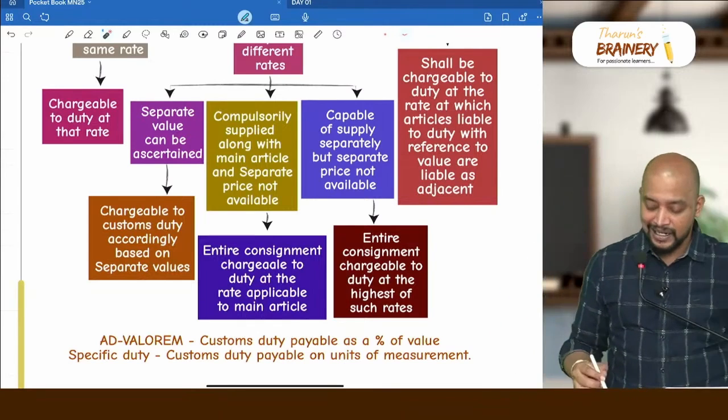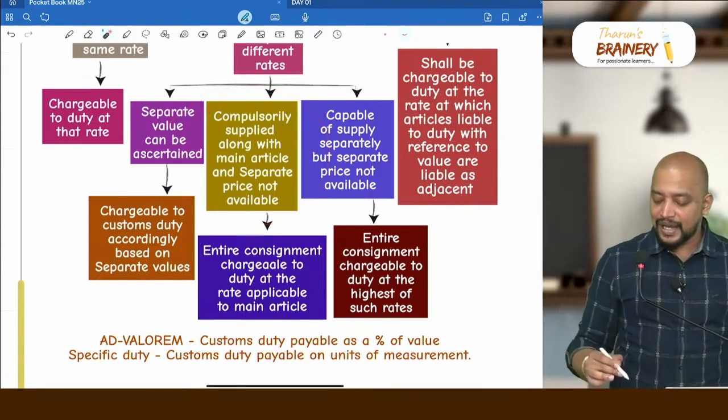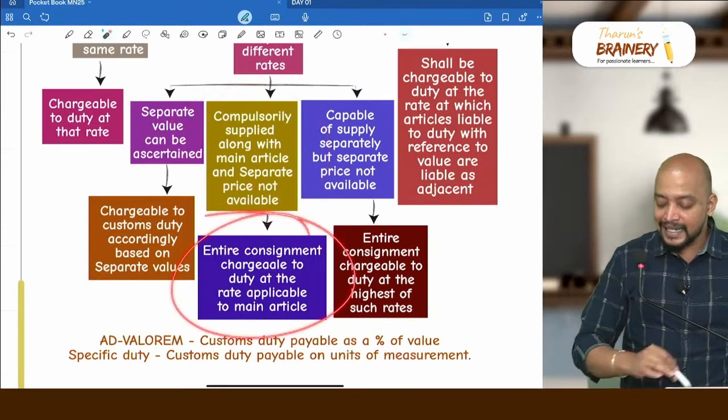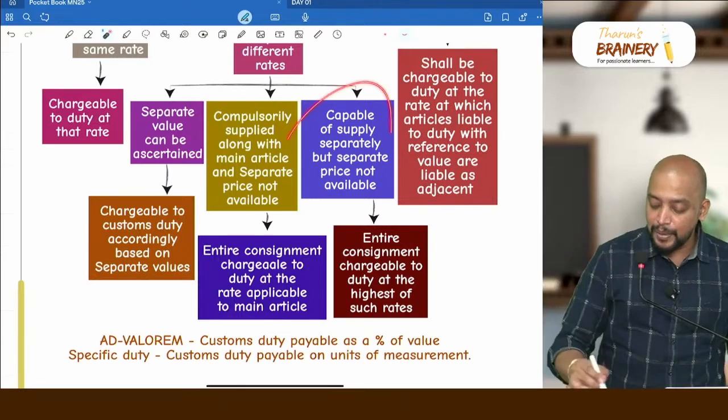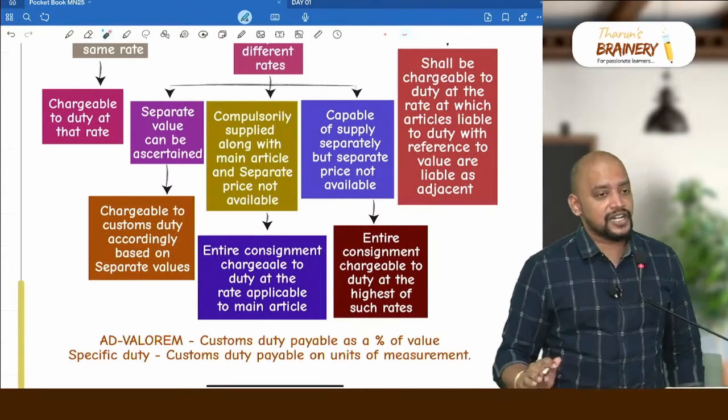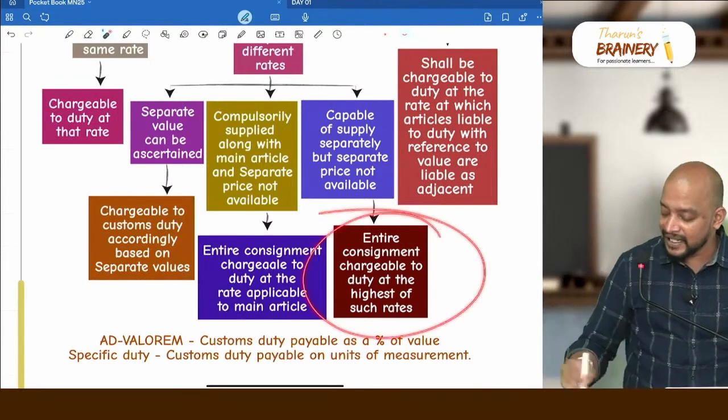Principal supply we will take now, like that. Compulsorily supplied along with the main article and separate price not available, entire consignment chargeable to duty at the rate applicable to the main article. Then capable of supply separately but separate price not available, that's what. Balancing cases, we need to take the highest rate.